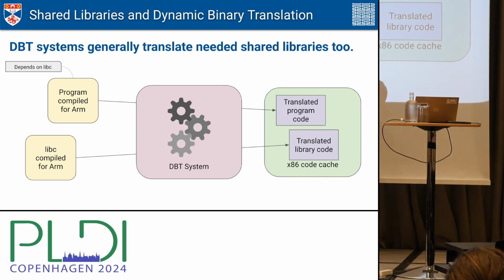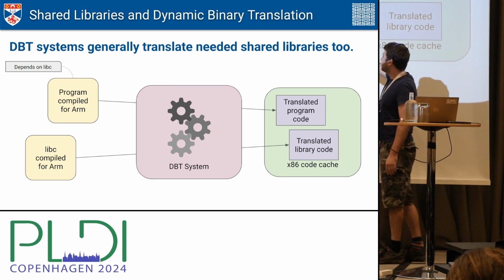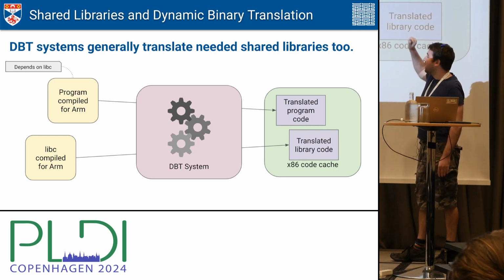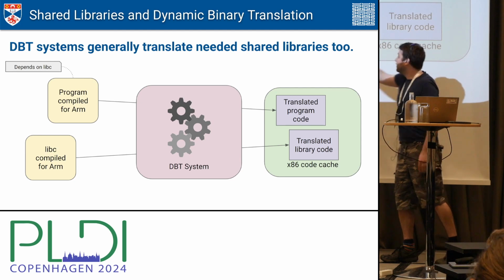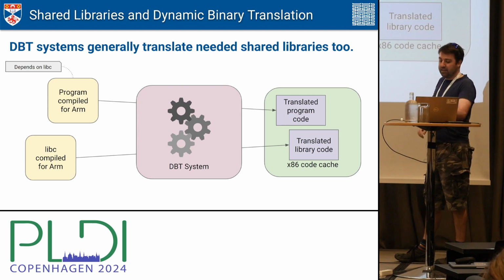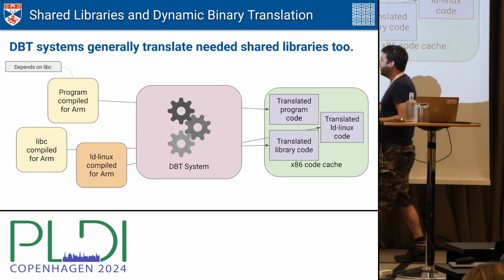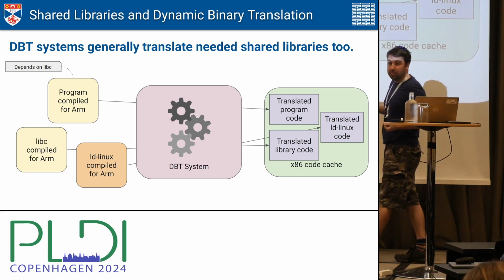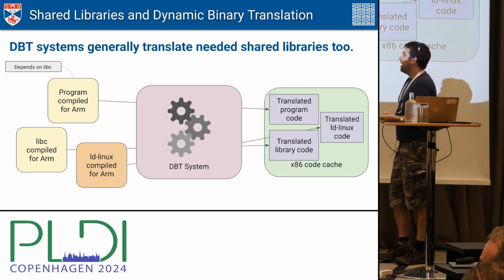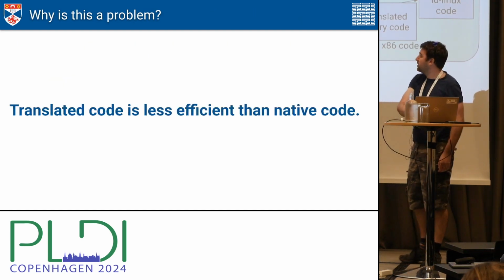The DBT system does its magic, works its cogs, and it translates the ARM program into its program code, and it also translates the ARM libc into its library code, and we end up with all of this stuff translated together. And the situation is a bit more complex because actually the DBT system, and in particular QEMU, this is how QEMU works, it also needs to translate LD Linux, which is the dynamic loader. So it doesn't do any of this stuff itself, it just looks at everything for ARM and translates all ARM code into x86 code on demand as it happens. Okay, that's how it all fits together.